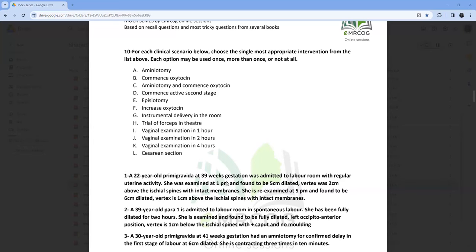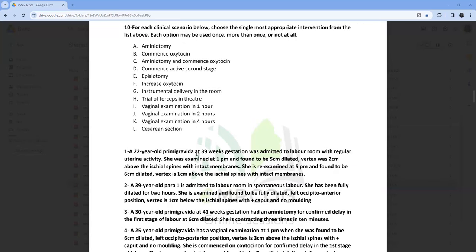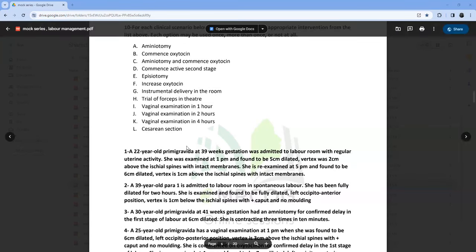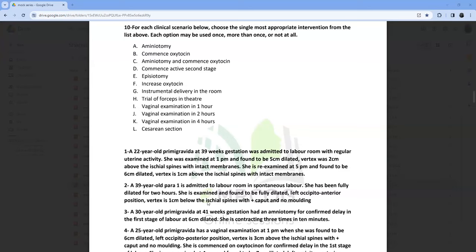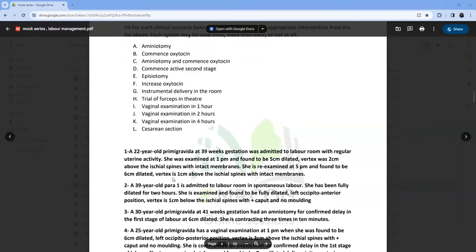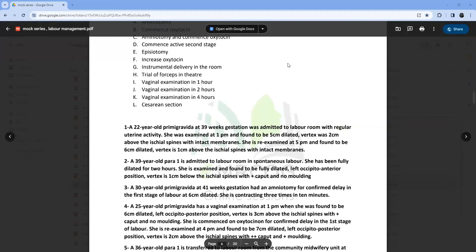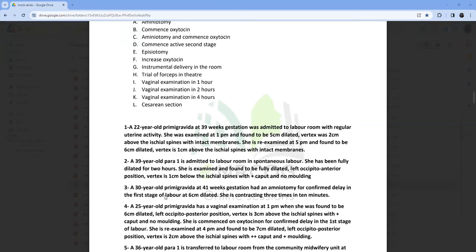With the left occipito-anterior and 1 cm below the spine, this is a mid-cavity delivery. So this needs to be done in theater. Okay, so would that be a rotational or non-rotational delivery? Well done, yes.